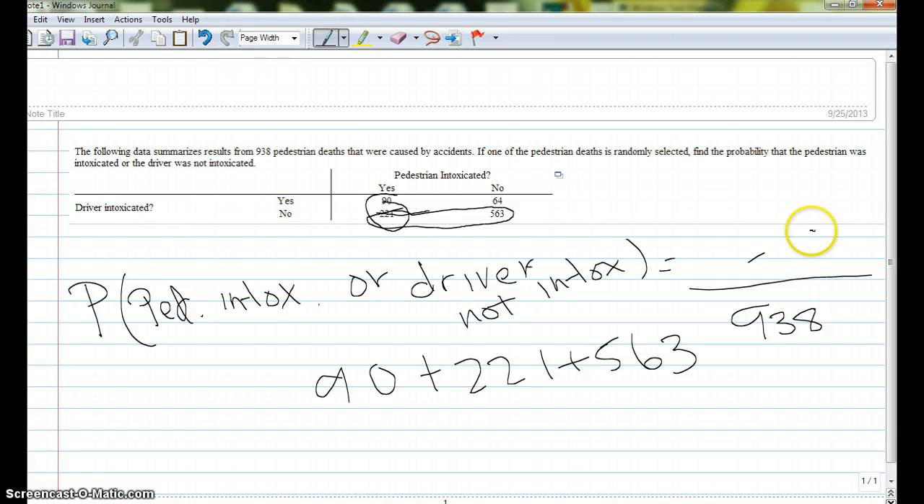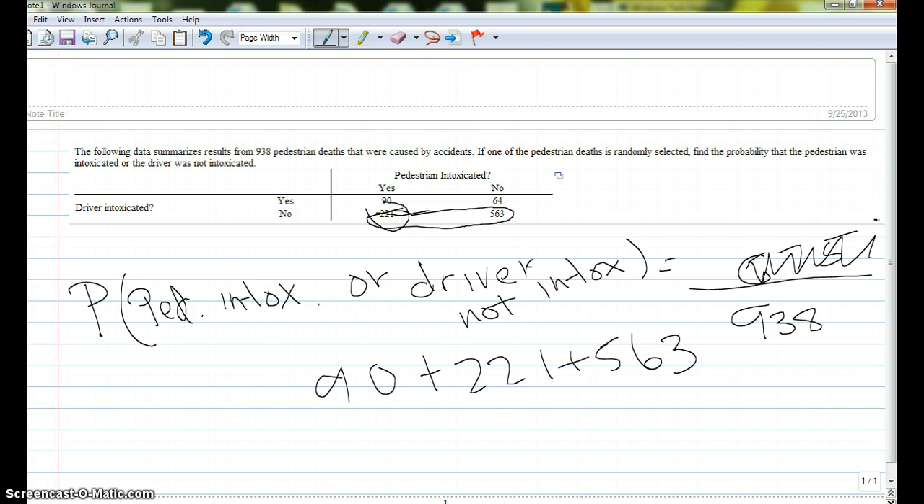So that gives us 675. Okay, so to get that as a decimal, we take 675 divided by 938. Oops, sorry, I just realized I added these wrong. I added 22 instead of 221. So that will make a big difference. So this number is not correct.